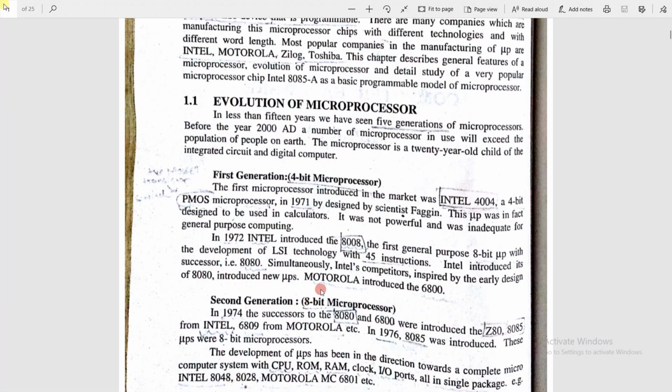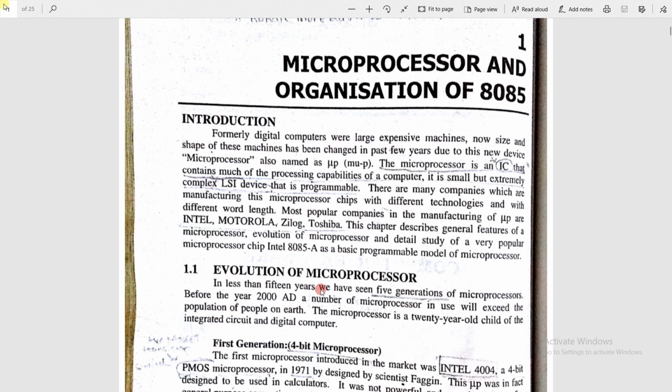Hello students. In the previous lecture, we studied what microprocessors are and the evolution of microprocessors. Microprocessors do the processing of computers. The definition we learned was that a microprocessor is an IC that contains much of the processing capabilities of a computer. It is a small but extremely complex LSI device that is programmable. A microprocessor is nothing but the CPU of a computer. It does the processing of the computer.